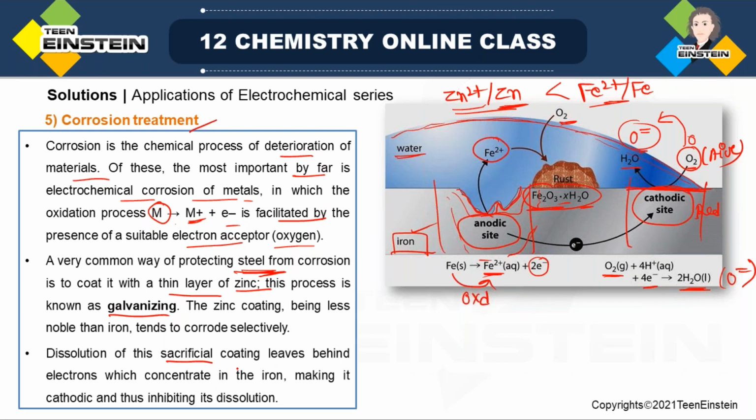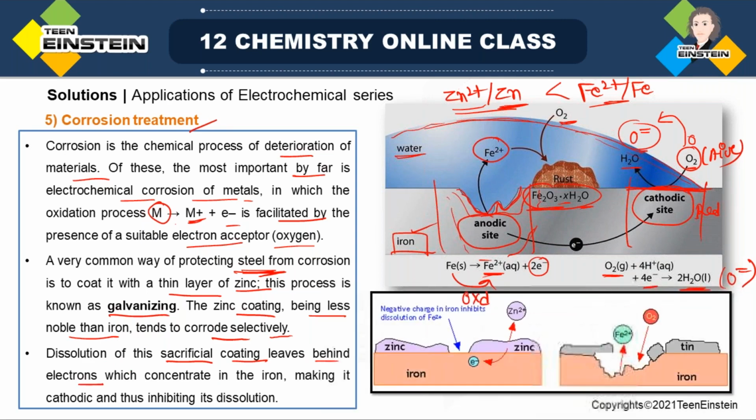Why sacrificial? Because it is sacrificing itself for the sake of iron. So iron now will be fine. There will be no reaction on the surface of iron, but as there is a zinc coating, obviously zinc will be preferred if you compare the Zn and iron systems. So the zinc coating is less noble than iron. Less noble means it is less inert. It is more reactive. It tends to corrode selectively. So dissolution of the sacrificial coating leaves behind electrons.